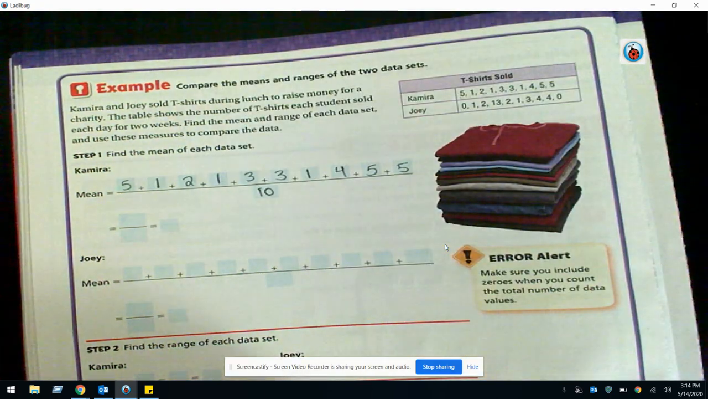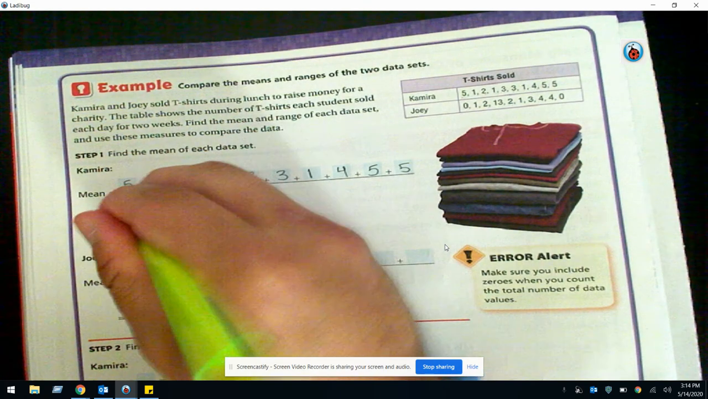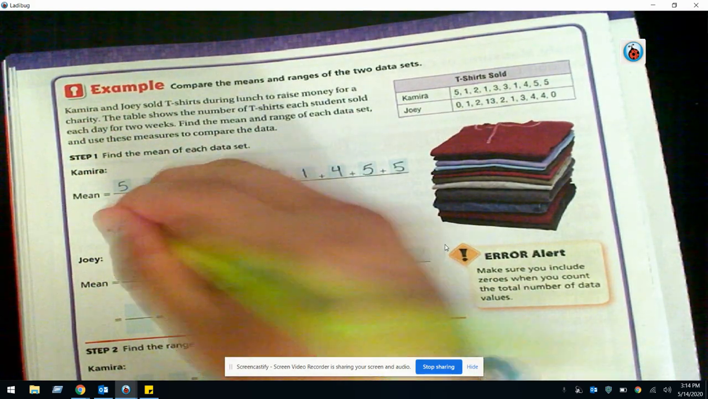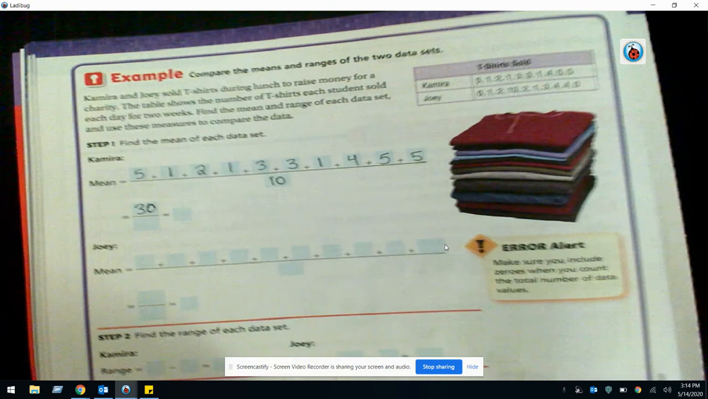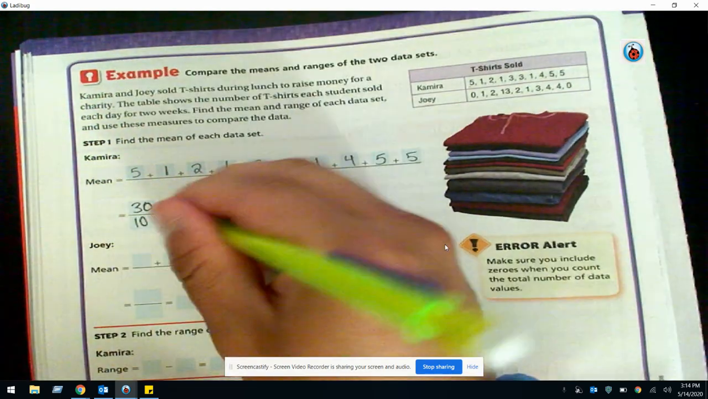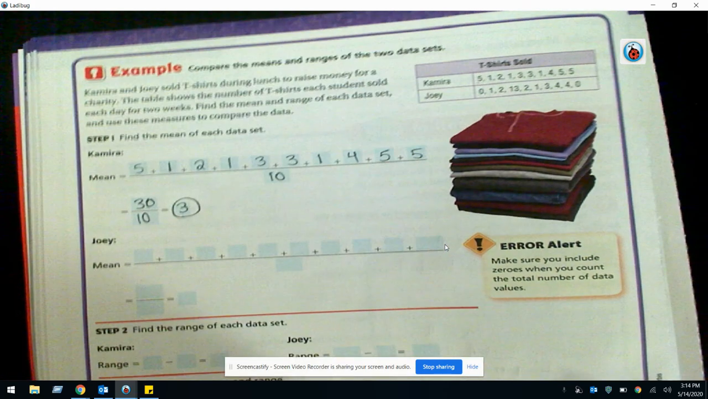When you add all those numbers up together at the top, you're going to get 30. And then you still have to divide by 10. So 30 divided by 10 will get you 3. So 3 is the mean of Kamira's data set. Okay, now we move on to Joey.